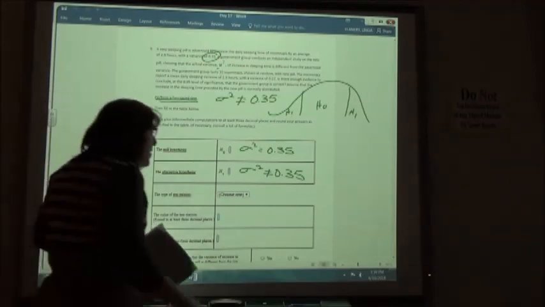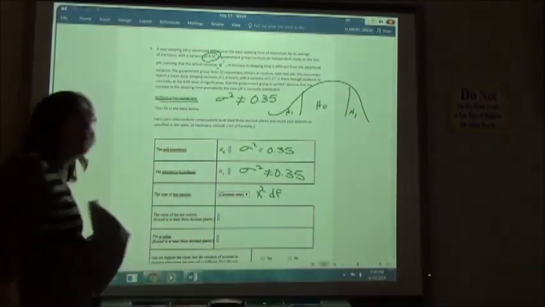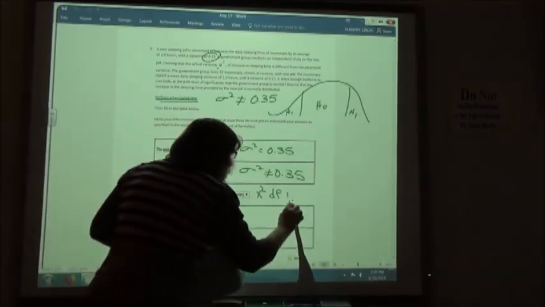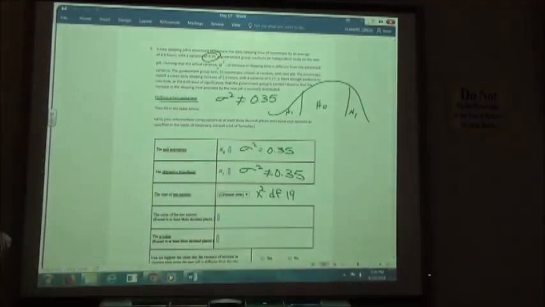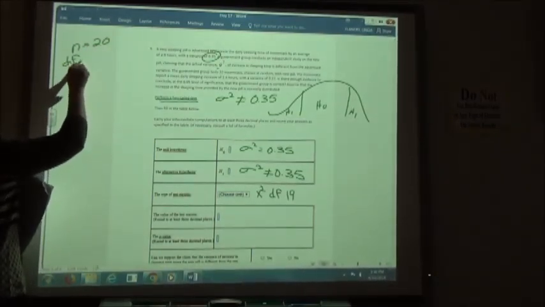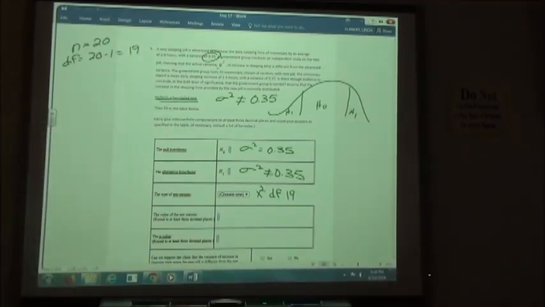Since we're doing a variance, we're doing our chi-squared. We have to put our degree of freedom in there, but we haven't figured that out yet, but we can. The degree of freedom is n minus 1. N, how many people did we survey on this one? 20, and so n minus 1 would be 19 for our degree of freedom. Since n is 20, 20 minus 1 is going to be 19 for our degree of freedom.